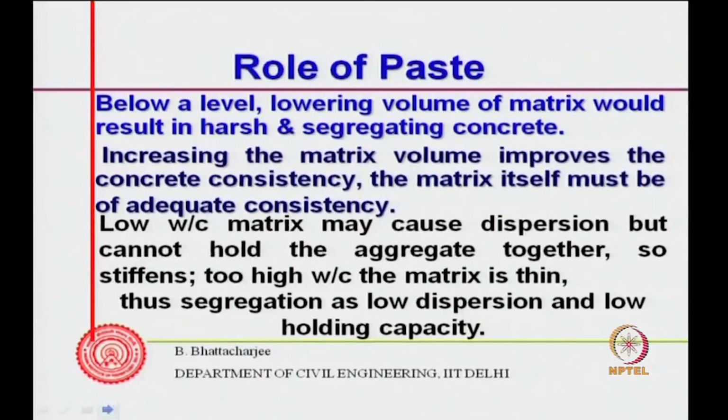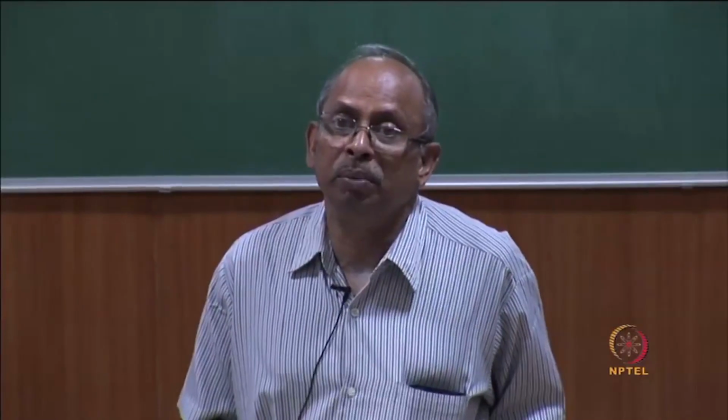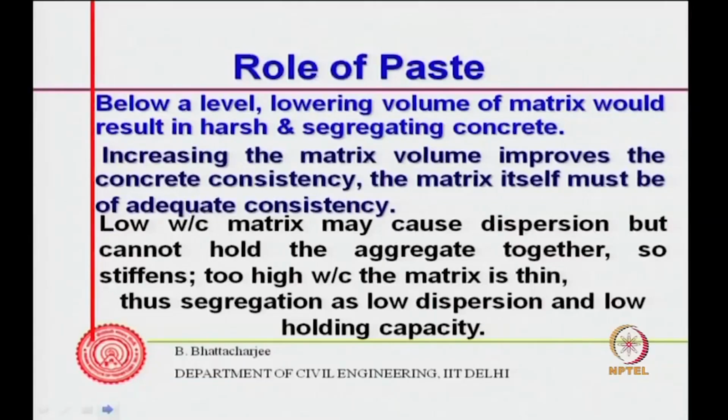Low water cement ratio matrix, I am talking only of the paste. So, that is why the water cement ratio comes in. Low water cement ratio matrix may cause dispersion, but cannot hold the aggregate together, so it stiffens. Too high a water cement ratio matrix is thin, so water moves out. So, segregation of water, actually bleeding, would occur, with low dispersion or low holding capacity.